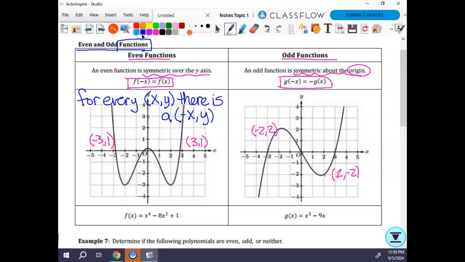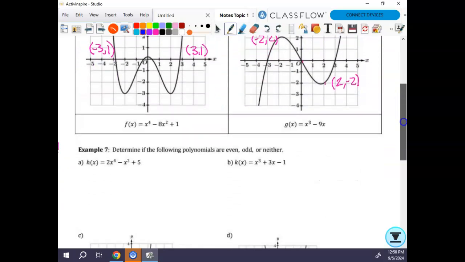So what we can write in words here would say for every (x, y), there is a (-x, -y). That's what gets that rotation, is you change the sign on both. Okay. What questions you got? We good so far? All right.